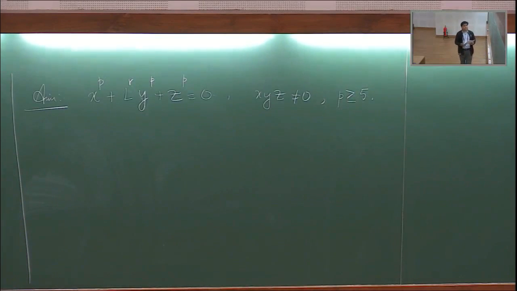So again, why do you need this assumption, p greater than or equal to 5? Yeah, so because I want to apply Ribet's level lowering theorem. Why does he need that? Does he use something about it?